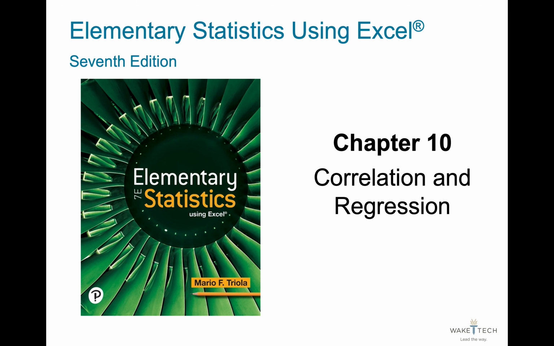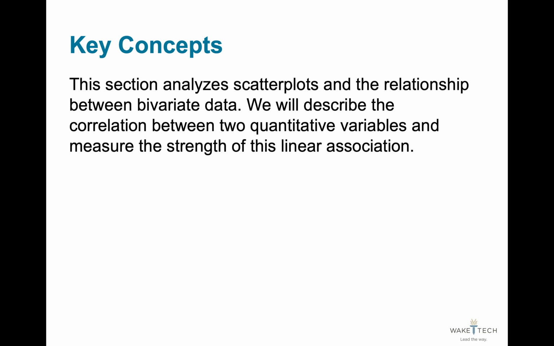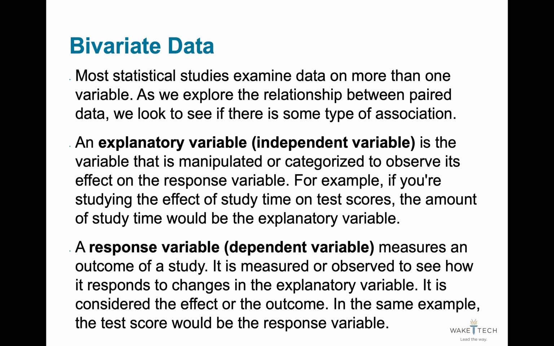So we're going to be talking about chapter 10.1, which is all about correlation. In correlation, we are focused on scatter plots and the relationship between bivariate data. So we're going to be describing what is that correlation relationship between two quantitative variables and find a way to measure the strength of that linear association.